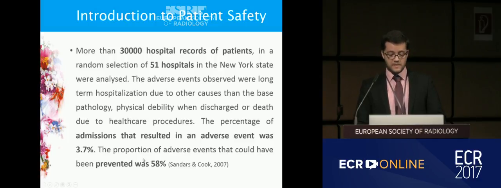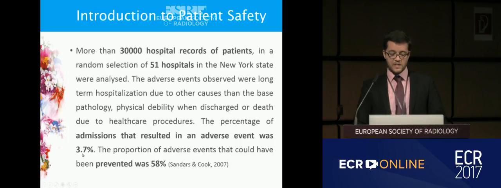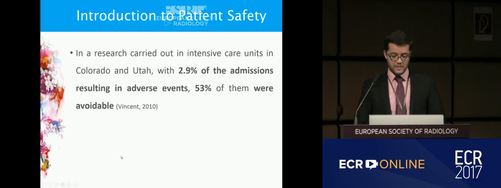In a big study developed by Sanders and Cook, they reviewed 13,000 records from patients in 51 hospitals of New York State, and they verified that the percentage of admissions that resulted in adverse events was 3.7%, so it's quite a lot. And the proportion of adverse events that could have been prevented was 58%. So basically, half of this could have been highly preventable.